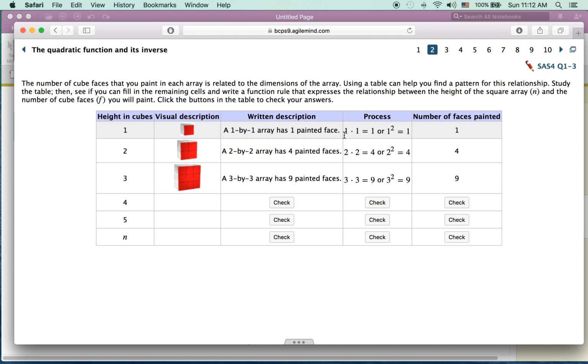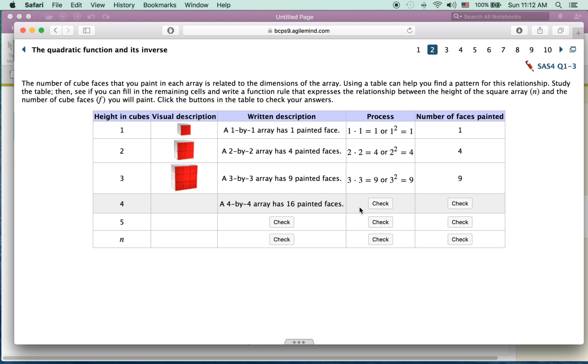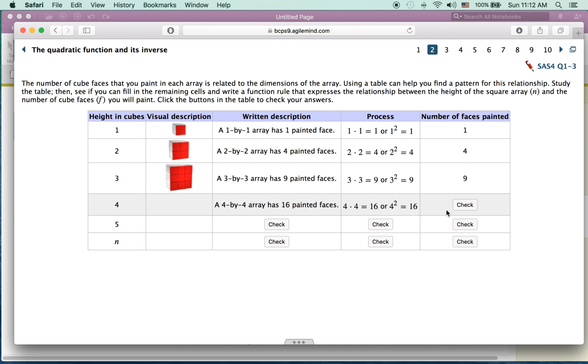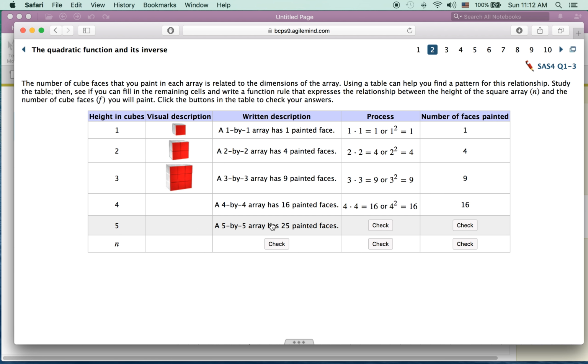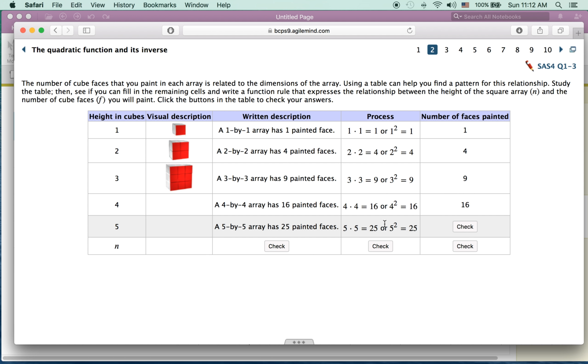Okay, so the process is 1 times 1 is 1, 2 times 2 is 4, 3 times 3 is 9, and so on. So we have 4 by 4, 4 squared, 16, 5 by 5 is 25. Okay, we want the general case. If we have an n by n array, what is that going to look like?